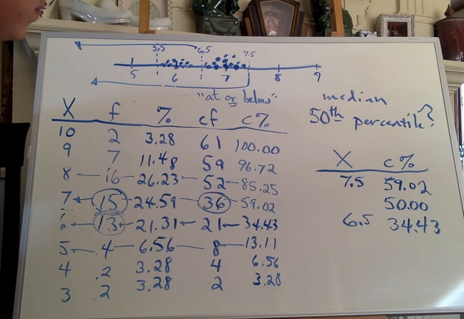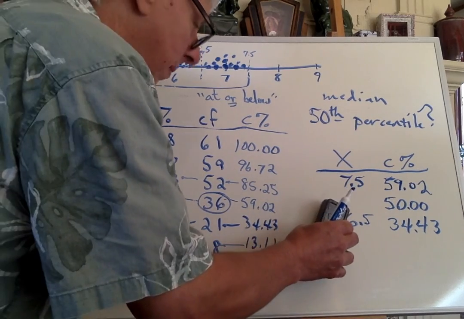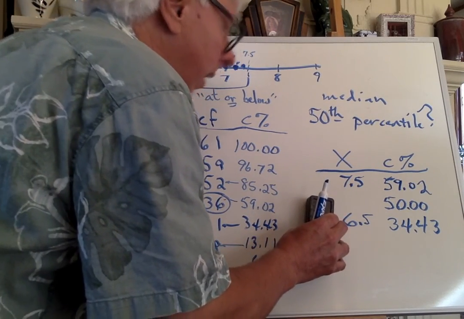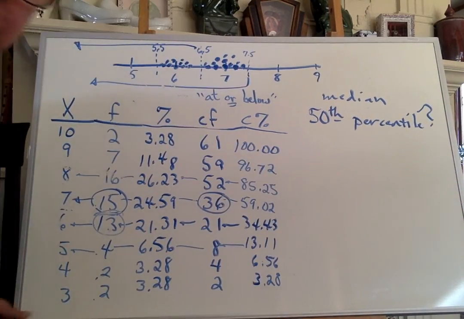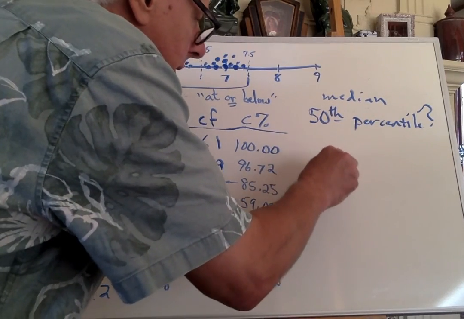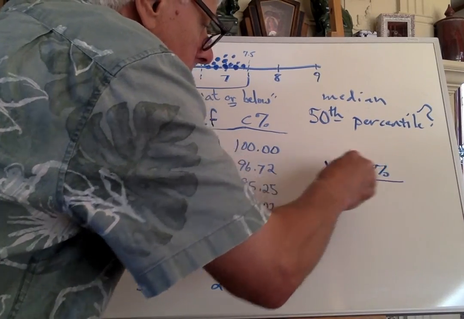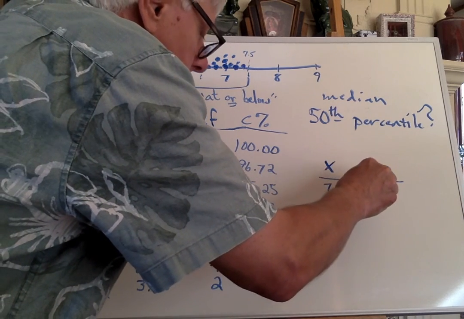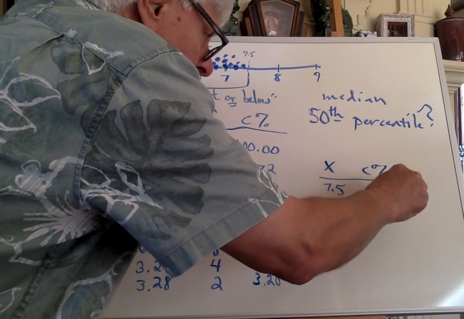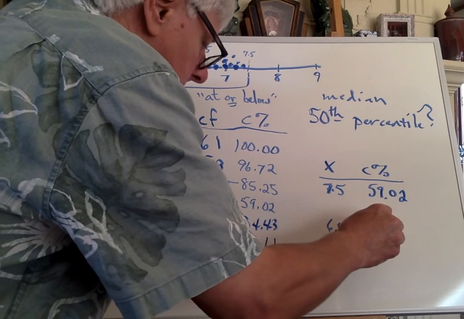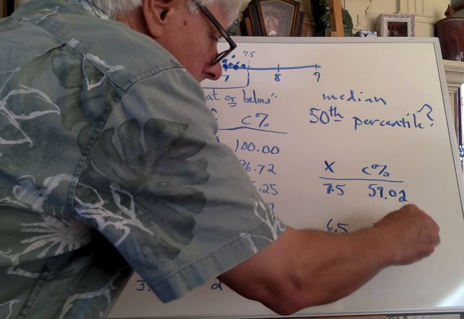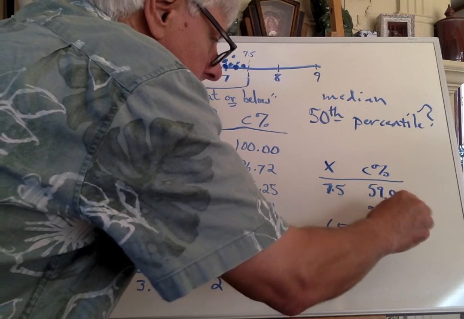Oh, this is where I miss having a big board. We're going to do the same thing here. Let me move this over a little bit. So here's our x value. Here's our cumulative percentage. Okay, 7.5 was 59.02. 6.5 was 34.43. And I'm looking for the 50th percentile.